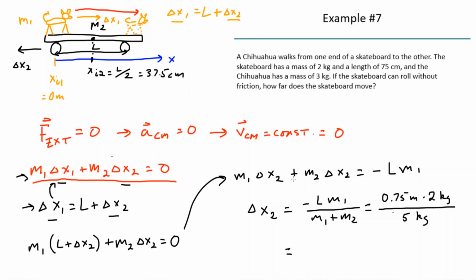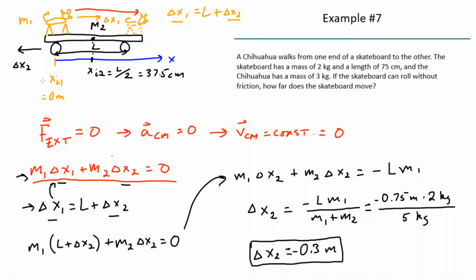And I get 0.75 times 2 is 1.5 kilogram meters divided by 5, 0.3 kilogram meters divided by kilograms, so 0.3 meters. But there's a minus sign up here. I forgot about my minus sign. It's minus 0.3 meters. So as the Chihuahua walks from one end of the skateboard to the other, the skateboard is going to roll 30 centimeters to the left.